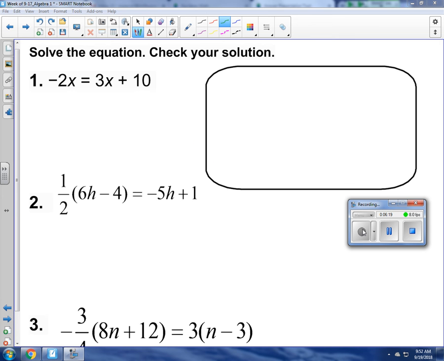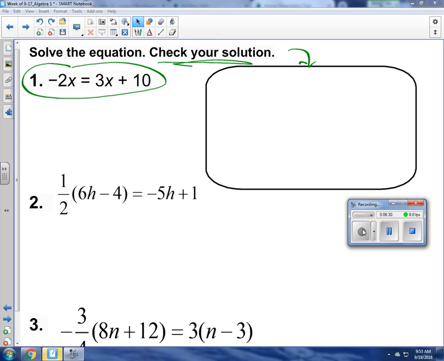So what I want you to do now is pause the video and try this problem, okay? Try this problem. And then I want you to check your solution in this box, okay? If you feel comfortable with that. If you don't feel comfortable with checking the solution, I'm going to give the solution in just a moment, and I will show the check in the box, okay? So solve the problem and check your solution in the box. See you in a second.